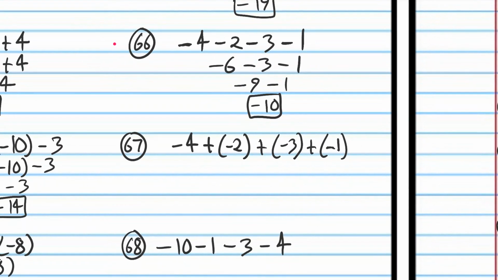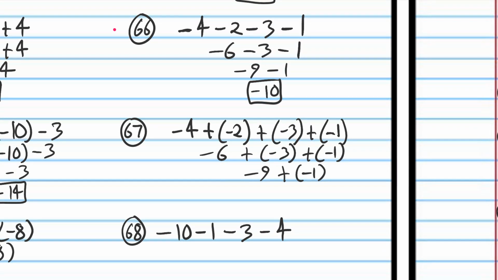So I want you to understand that this notation is exactly the same as this notation. The only difference is students have no problem understanding this notation. They have a big problem understanding this notation, let me tell you. So you get the same thing here. Negative 4 plus negative 2 is negative 6. Negative 6 plus negative 3 is negative 9. Negative 9 plus negative 1 is negative 10, so you get the same answer.